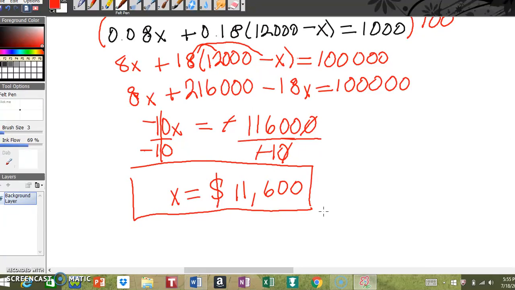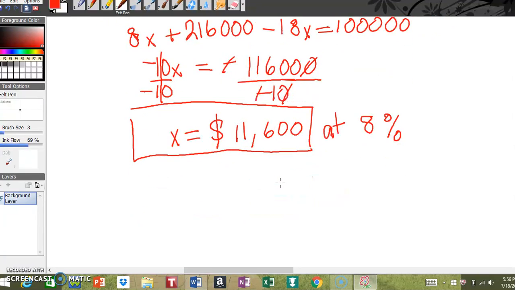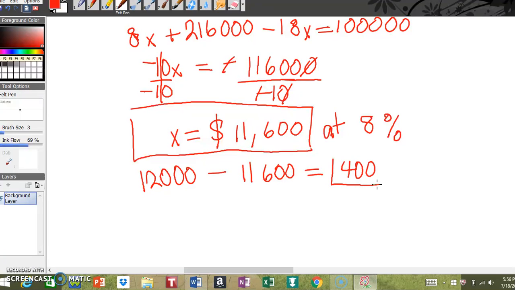If you wanted to find any further information, that's at, I can't write today, or any day at that, but that's at 8%. Further information could be the rest of it, saying 12,000 minus 11,600 equals 400. And this is at 18%.